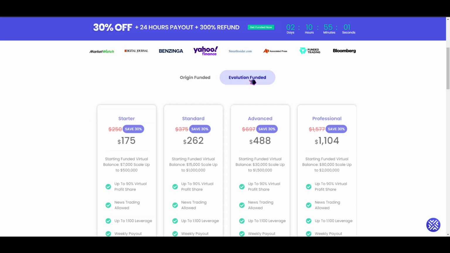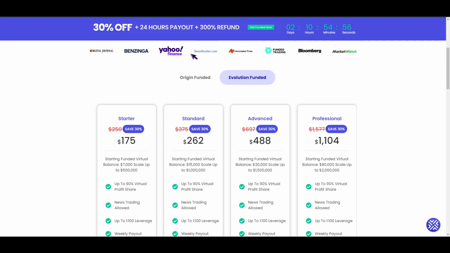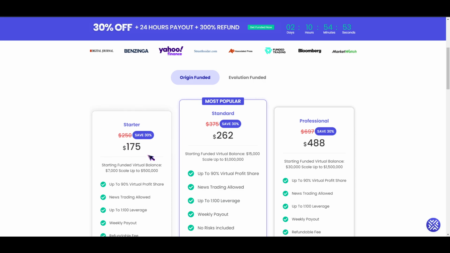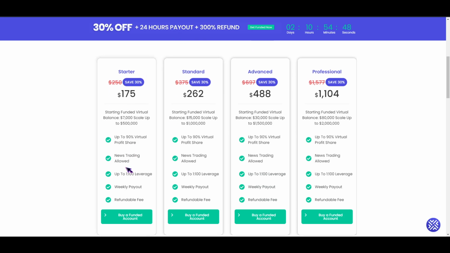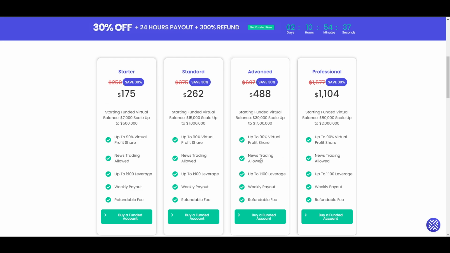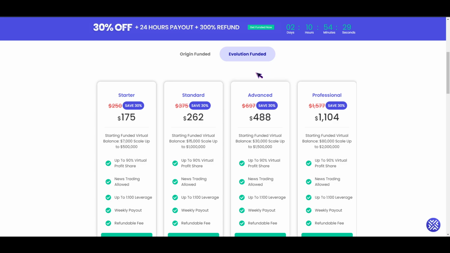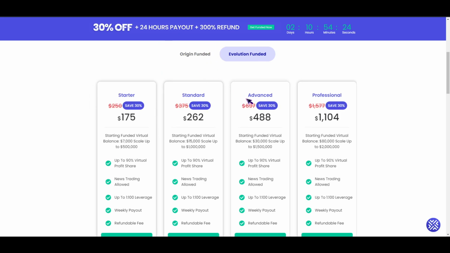Now let's go to Evolution Funded. For the Starter, we have $175, not really differing from the price in Origin. As you can see, it's still the same rules: the 90%, news trading, the leverage, the weekly payout, and the refundable fee. Actually, if I highlight all of these, there's almost no difference. The only thing that's different in here is the pricing. So the one at $488 in Evolution Funded is now called Advanced, and it's priced at $488, which is the same as the Professional in the Origin Funded.